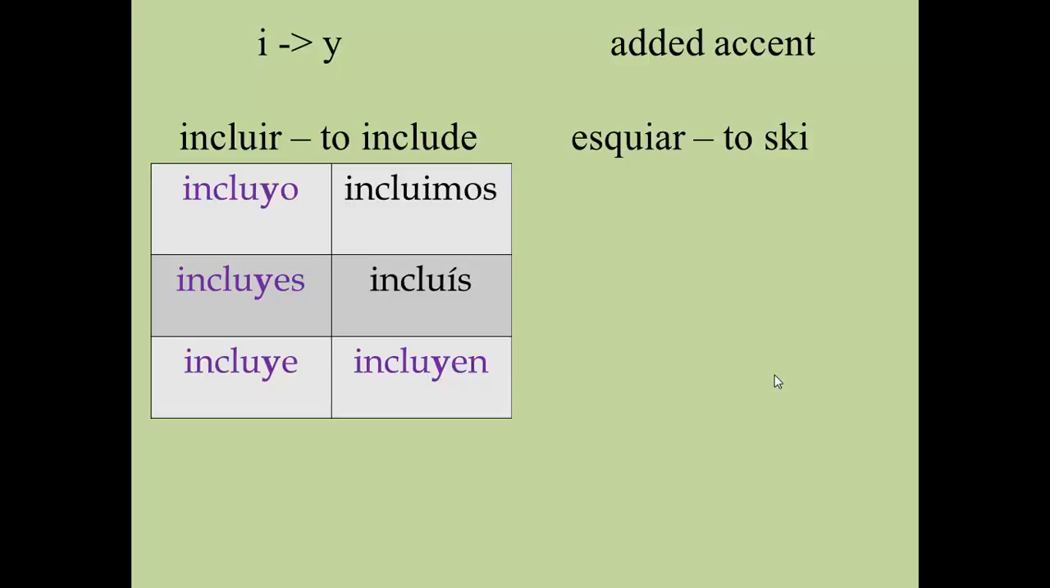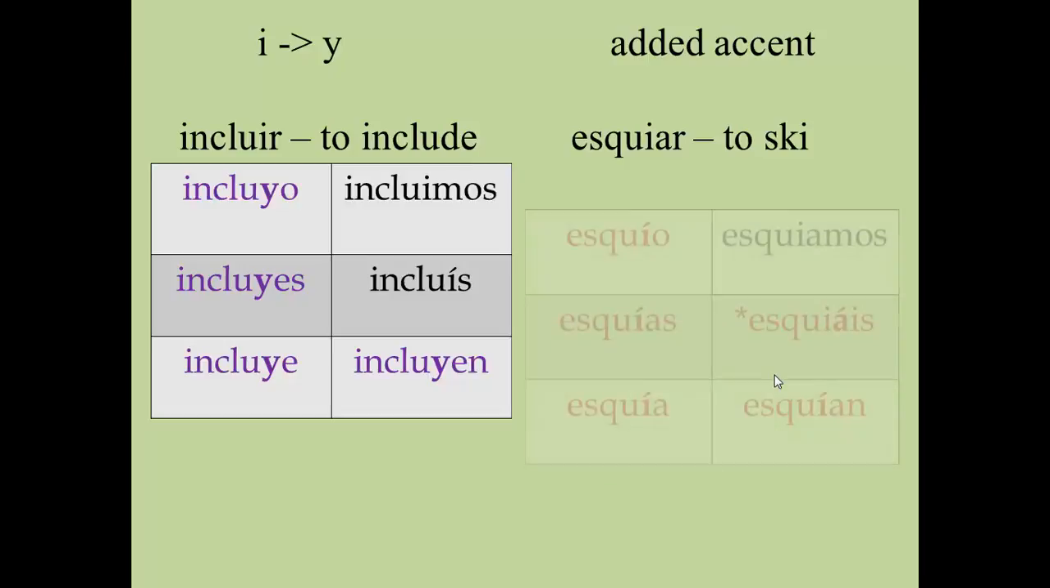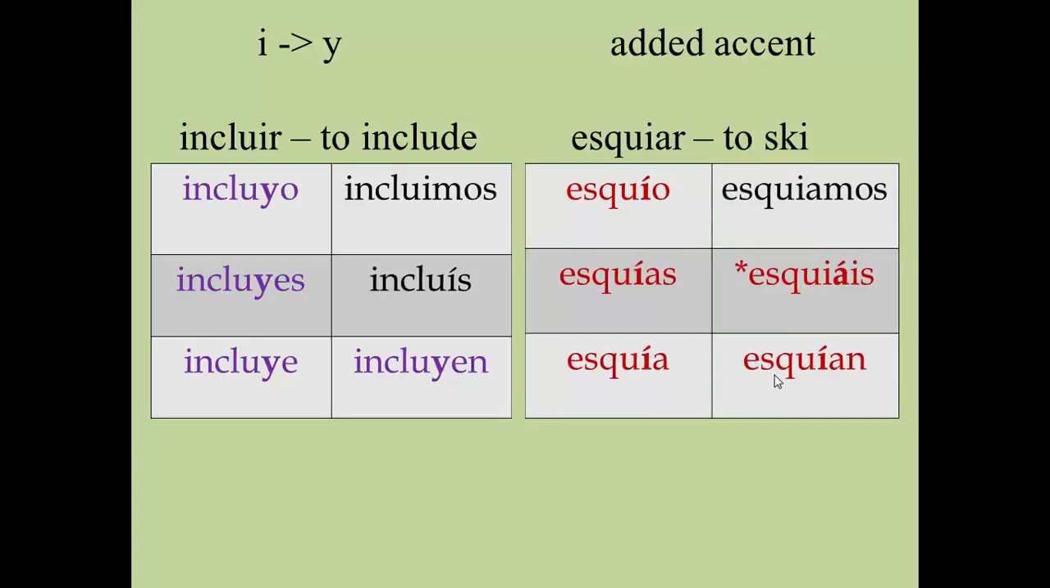Okay? And the next group, the last of the 6, is just an extra added accent, like verbs like esquiar. Okay, in this case, all of them except for the nosotros is going to have an accent over it. Esquío, esquías, esquía, esquiamos, esquiáis, esquían.